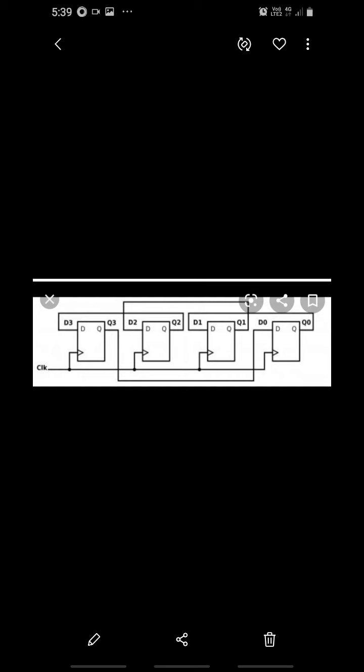So here is the logic diagram of the 4-bit shift left register as shown in the above PPT. Here 4 different D flip-flops are there, and it contains 4 different inputs during the different positive clock pulses, and 4 different outputs.